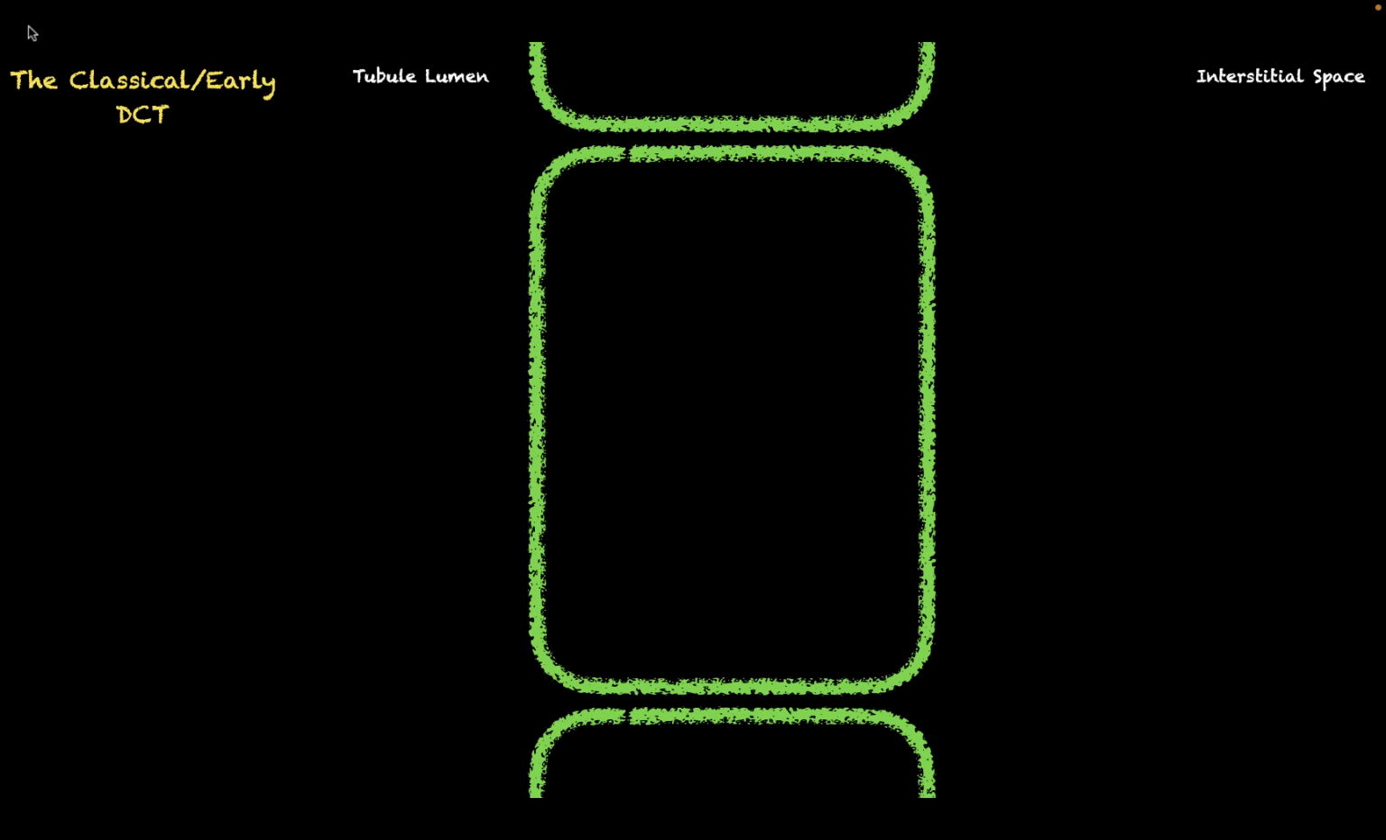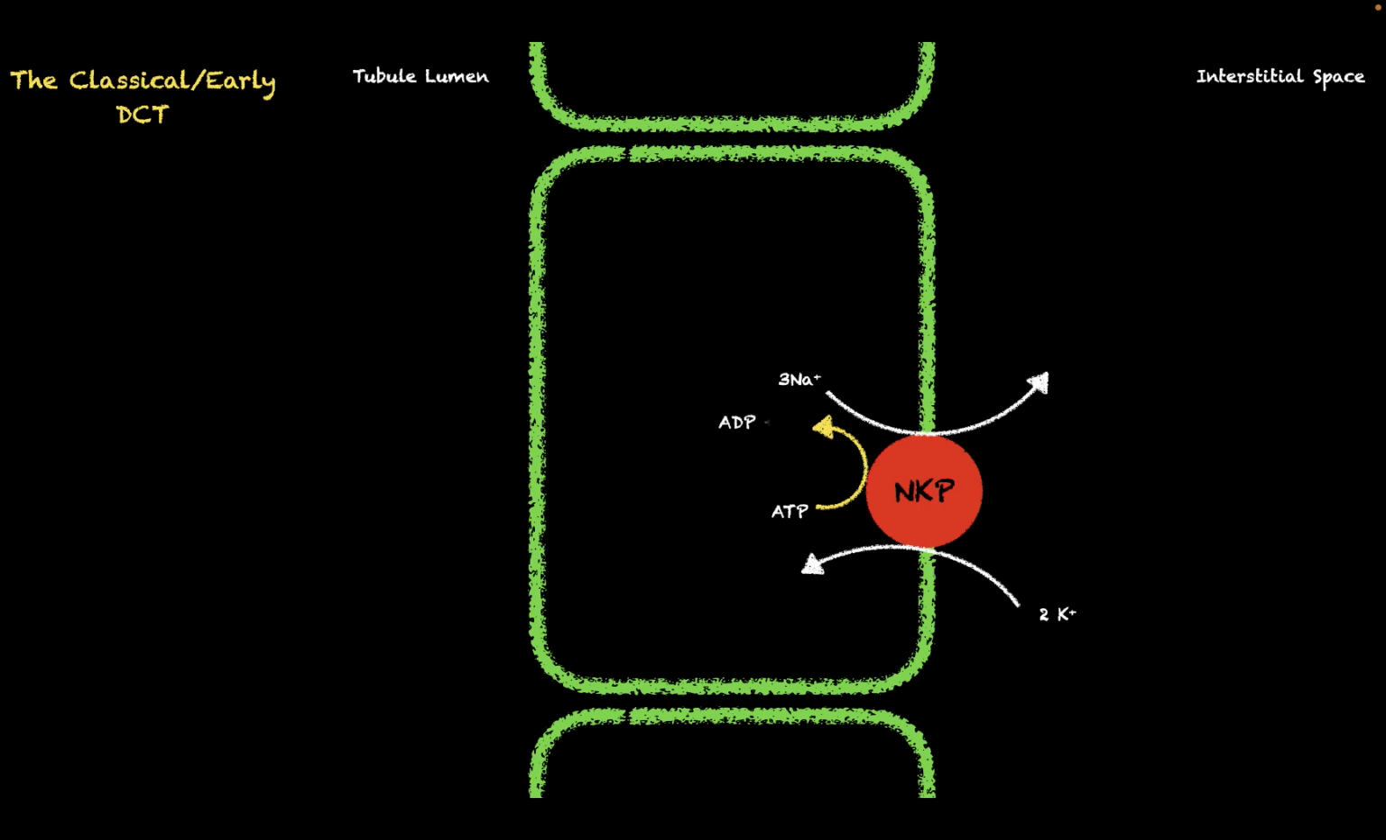In the classical or early distal convoluted tubule, we have the sodium-potassium pump on the basolateral membrane. This pump pumps 3 sodiums out and 2 potassiums into the cell, and it does this by using the energy released by hydrolyzing ATP. So this sodium-potassium pump establishes electrochemical gradients for both sodium and potassium.